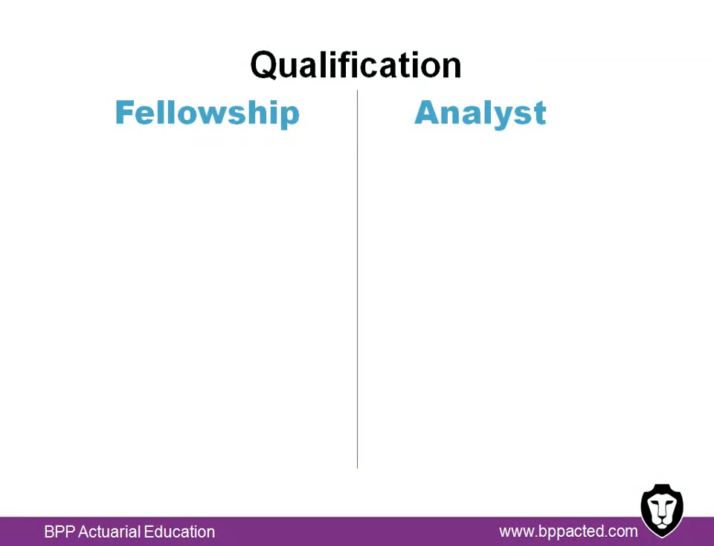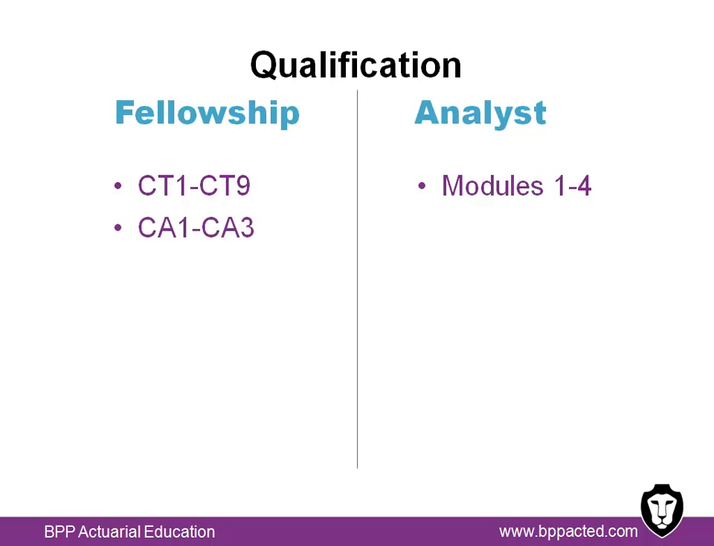To qualify as a fellow requires passing 15 professional exams, whereas to qualify as a certified actuarial analyst requires passing 5 modules. The first fellowship exams are the 9 core technical subjects. The equivalent under the analyst route are the first 4 modules. Next, a fellowship student would be required to pass the 3 core application exams. The equivalent under the CAA route is Module 5, which corresponds to Part 1 of CA2.